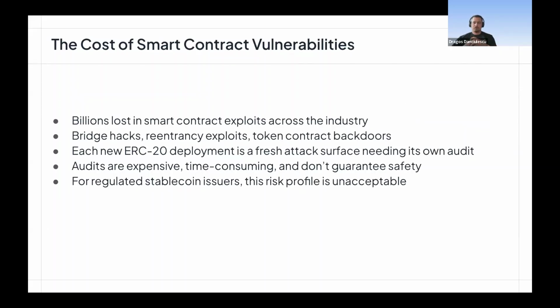The cost of smart contract vulnerabilities. In the past years, actual billions have been lost in smart contract exploits across the industry. In 2025 alone, over $2 billion were stolen. As a few examples, Cetus lost around $223 million from a single integer overflow. Yearn Finance, which was audited and battle tested for years, lost $9 million because an attacker found an edge case in share calculation math.